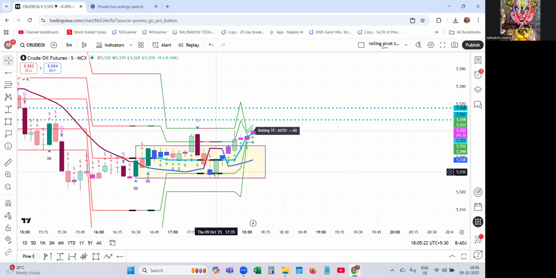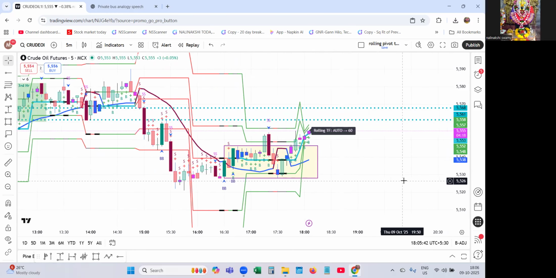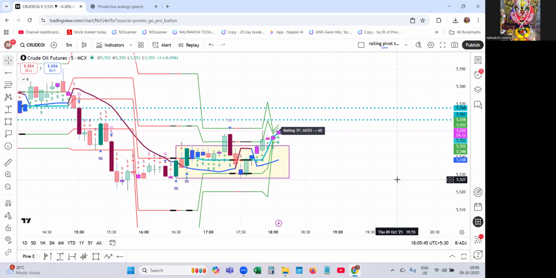If you would have taken an entry around 5,532, you are going to reach the interior village. But the bus has started changing its direction from this level. 5,570 and 5,560 are your halting stations. You need to be very careful. If you have entered, the bus may turn around and change direction, it may come down.